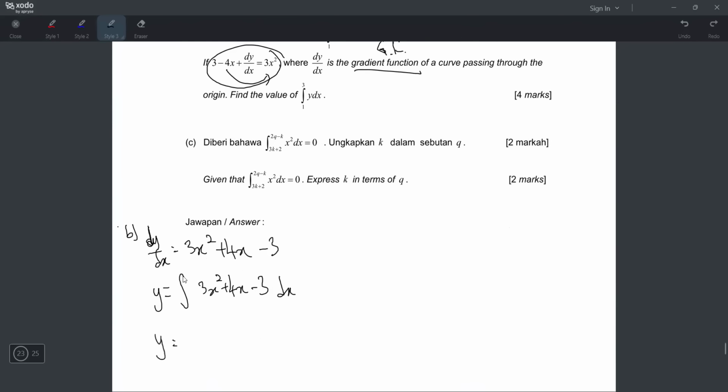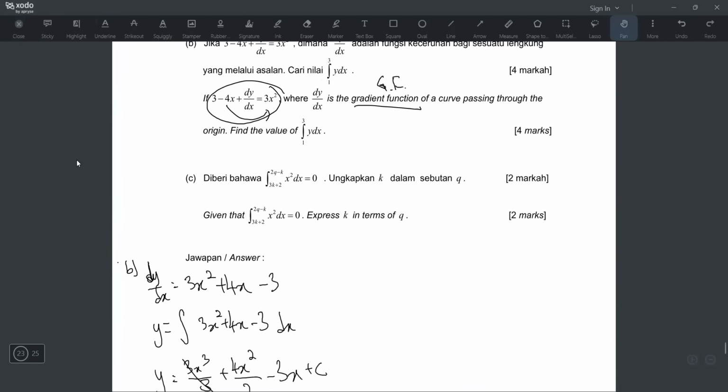And again, it's an indefinite integral. Indefinite means there is no number, and when there's no number here, you have to write plus C. So it becomes 3x to the power 3 over 3, because when you integrate, the power has to plus 1 and then divide by the new power. The same here, 4x to the power 1 plus 1 becomes 2, over 2. And integrating a number, just put x. And then I have to write plus C. So now you get y equals x cubed, plus 2x squared, minus 3x plus c.